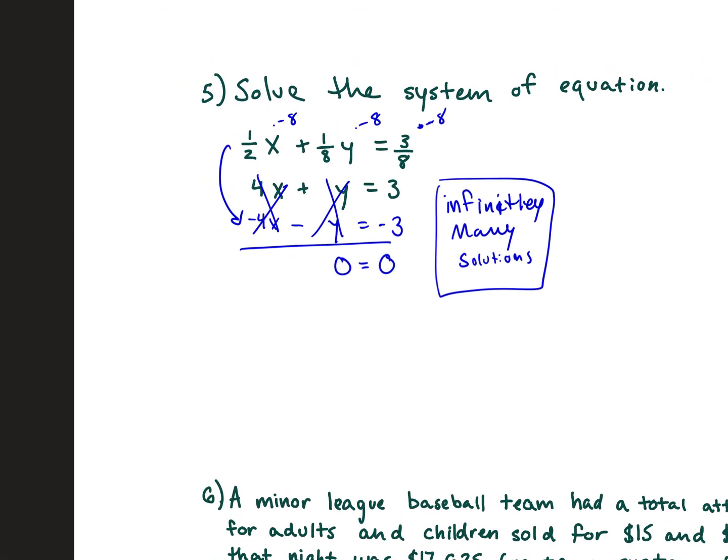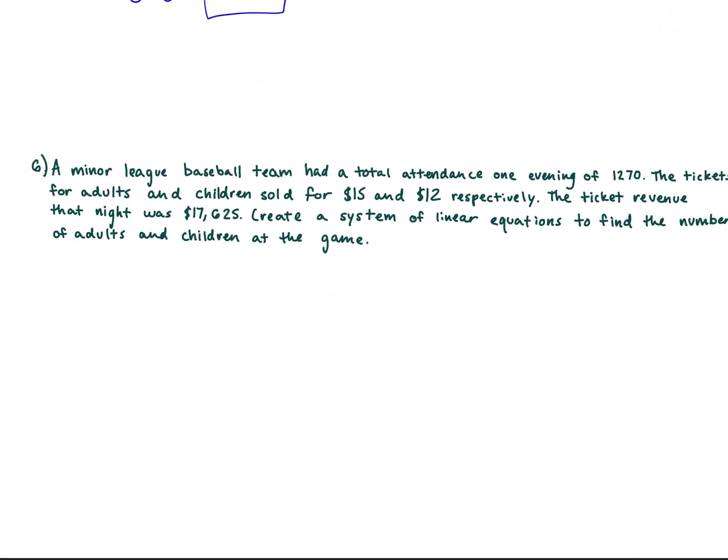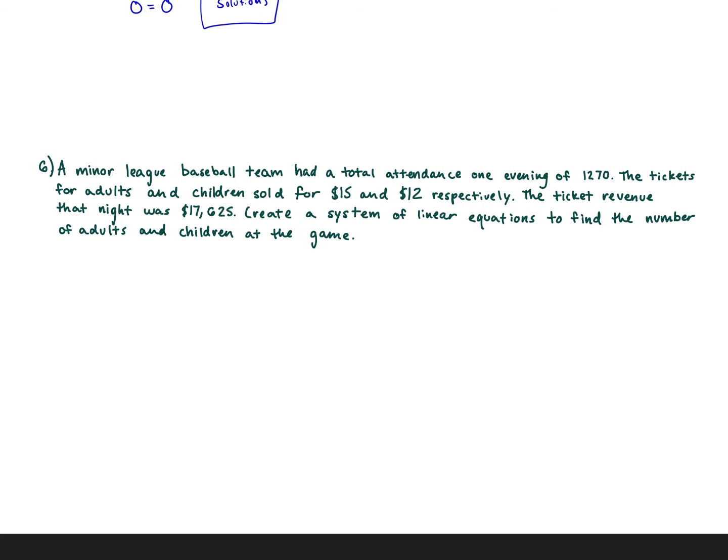Good with that one? All right, number 6. A minor league baseball team had a total attendance one evening of 1,270. The tickets for adults and children sold for $15 and $12 respectively. The ticket revenue that night was $17,625. Create a system of linear equations to find the number of adults and children at the game. X plus y equals 1270. Perfect. X plus y equals 1270.